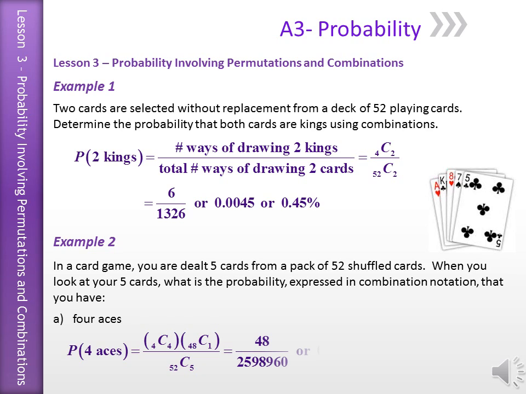We would end up with 48 over 2,598,960, which would work out to be 0.00001847, or 0.001847%. It doesn't matter which way you give me those answers. I slightly prefer the fraction, but either other way is fine.